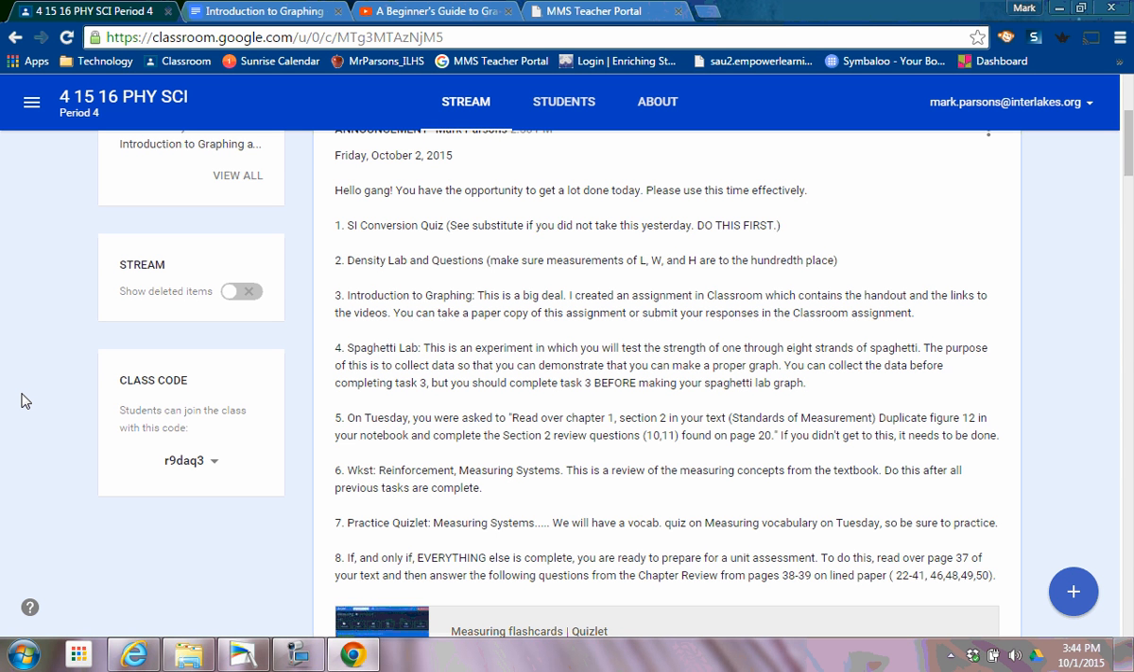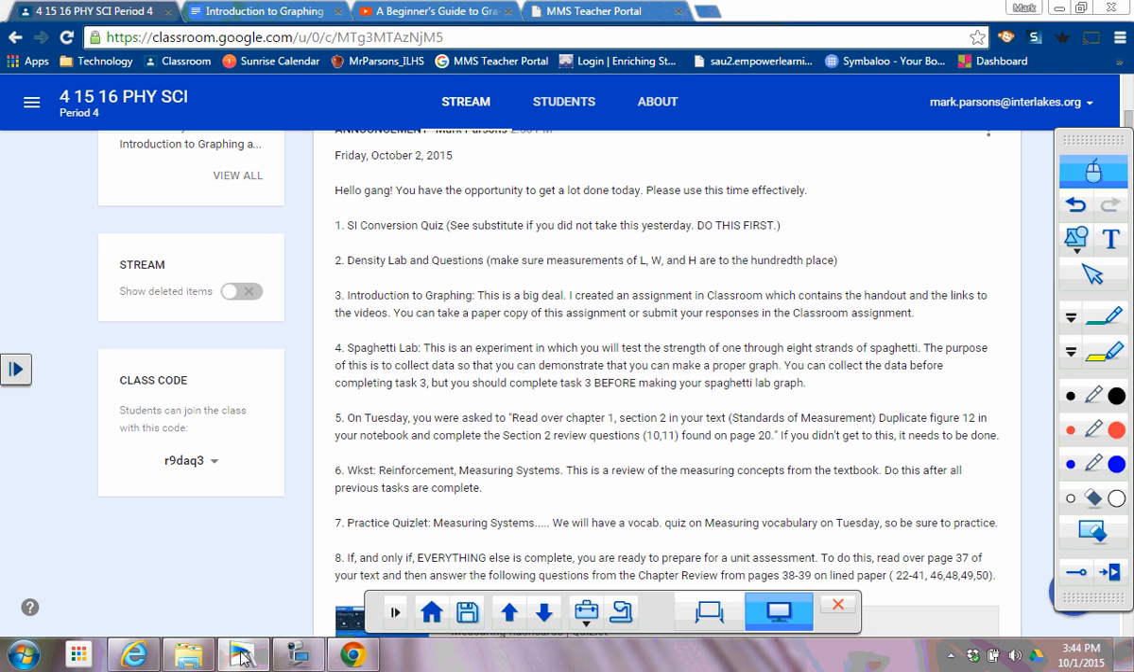And remember, for that spaghetti lab, you're only taking data for 1 through 8 strands, and then you're learning how to graph using task number 3. So you can do either of those in either order, but you can't finish the spaghetti lab until you've at least done intro to graphing. That's really important.